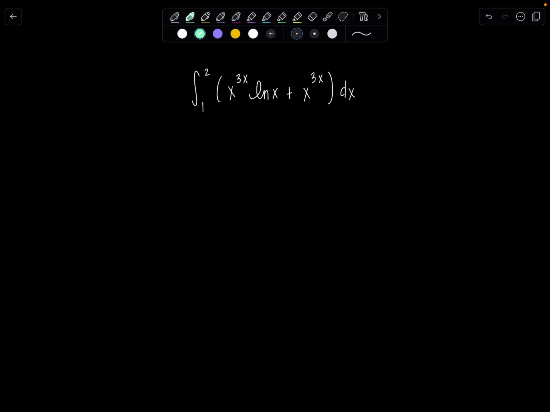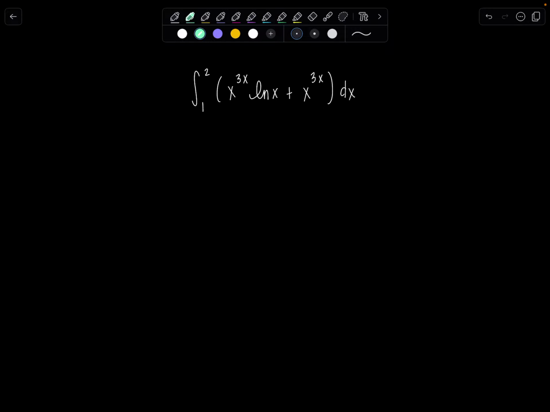Here is your latest integral of the day. We have the definite integral from 1 to 2 of x raised to the 3x times natural log of x plus x raised to the 3x dx. If you want to try it on your own, my hint is all you need integration-wise is u-substitution. That's the only integration technique.